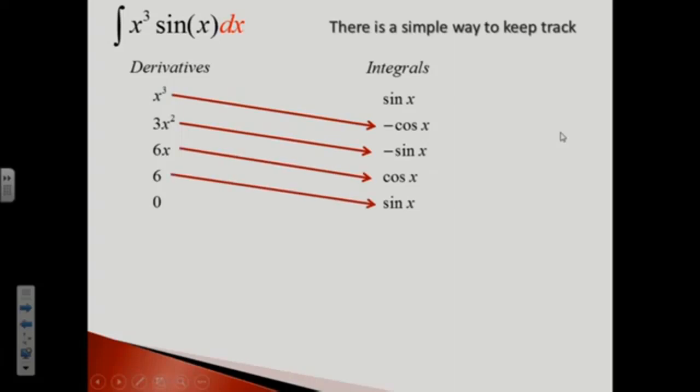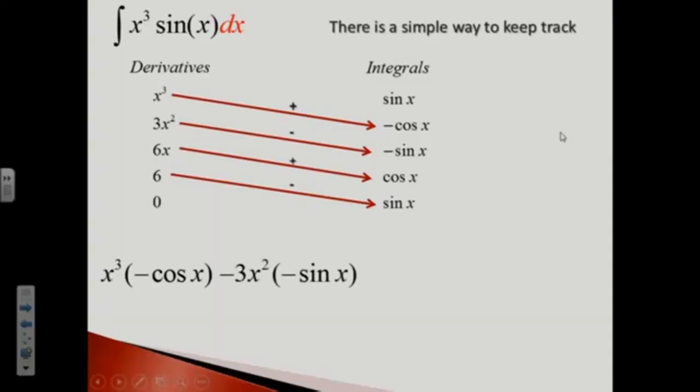Notice that this product has the signs beginning from plus and alternating between plus and minus. So the integral equals x cubed multiplied by minus cosine x minus 3x squared multiplied by minus sin x plus 6x cosine x minus 6 sin x plus c. You can compare with formula 134 in the appendix.